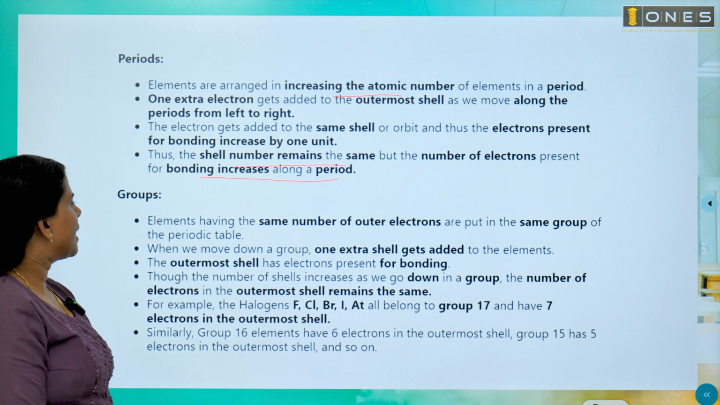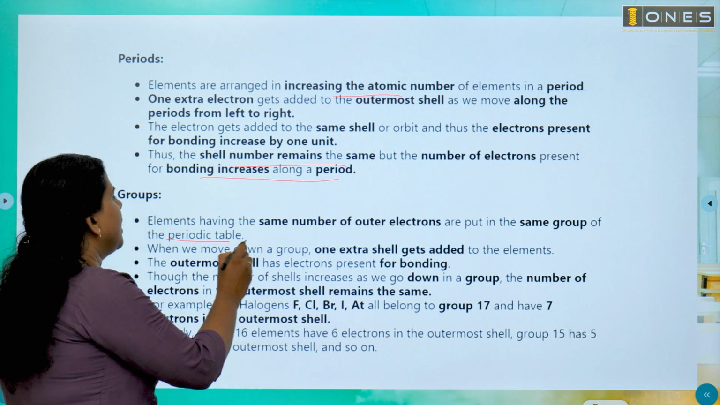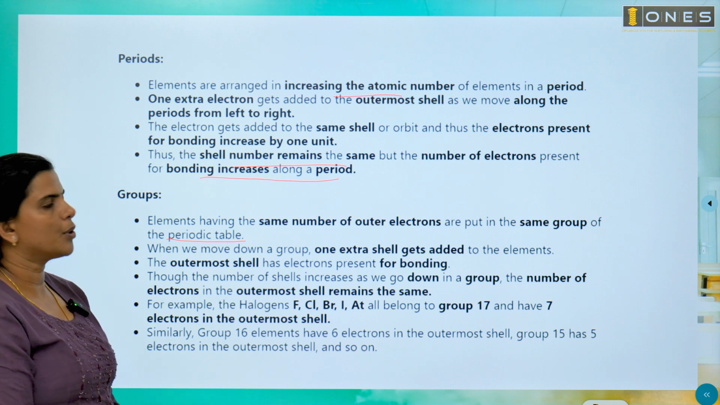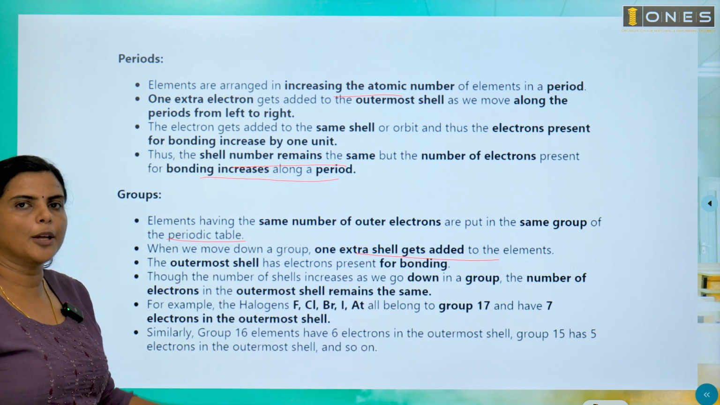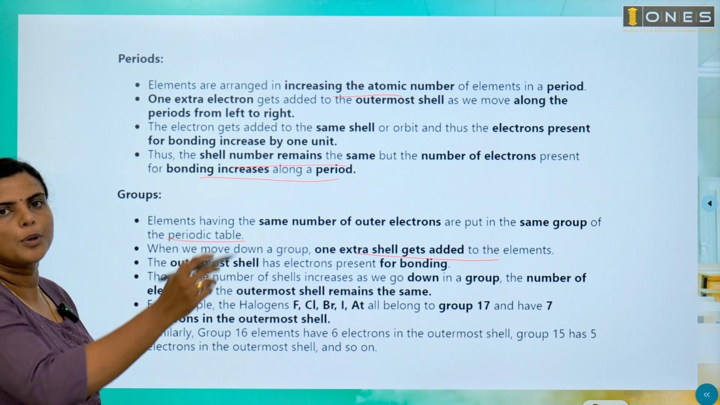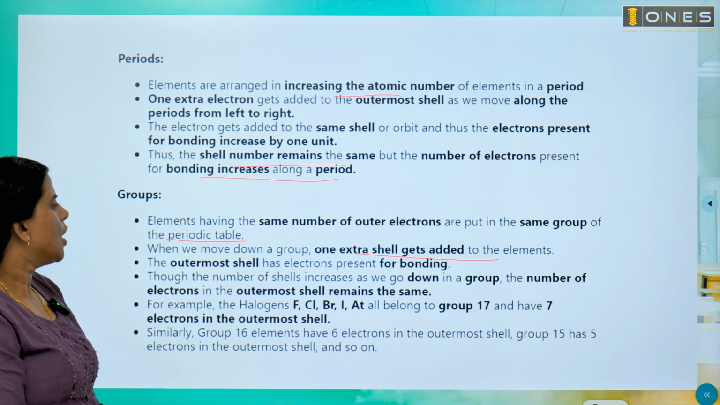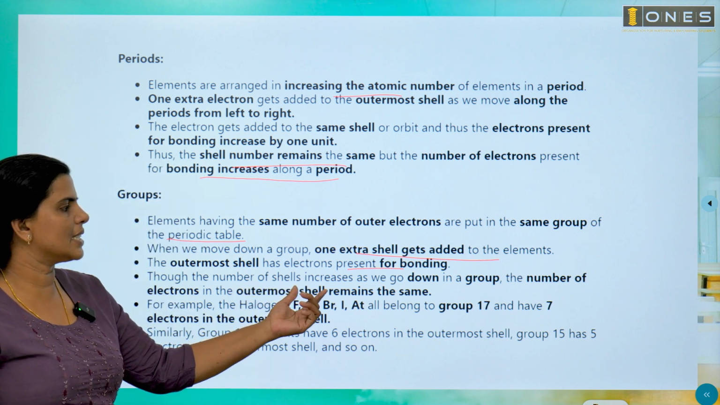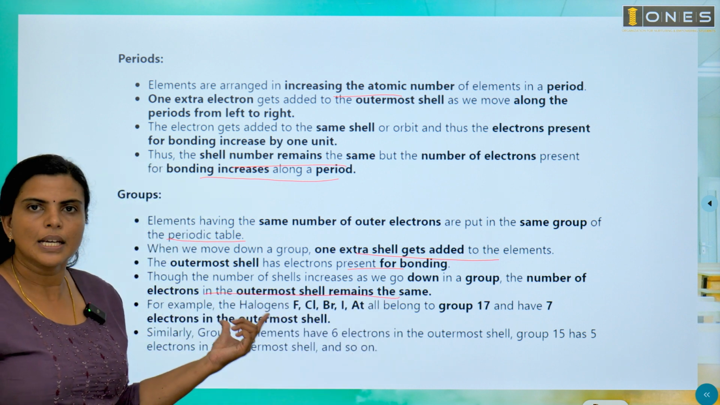Okay, groups: elements having the same number of outer electrons are put in the same group of the periodic table. Same number of outer electrons, same valency. When we move down a group, one extra shell gets added to the elements. Going down the group, shells are added one by one. In a period, when going left to right, the shell doesn't change, the outer shell remains the same, but electrons are added. The outermost shell has electrons present for bonding. Though the number of shells increases as we go down in a group, the number of electrons in the outermost shell remains the same. Valency remains the same.